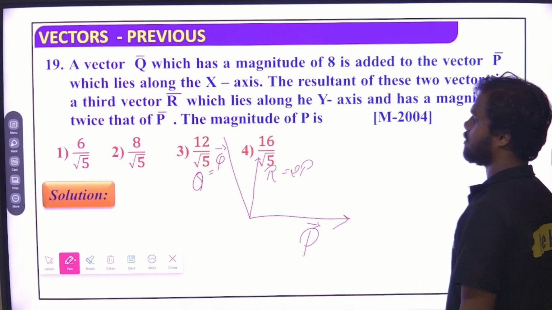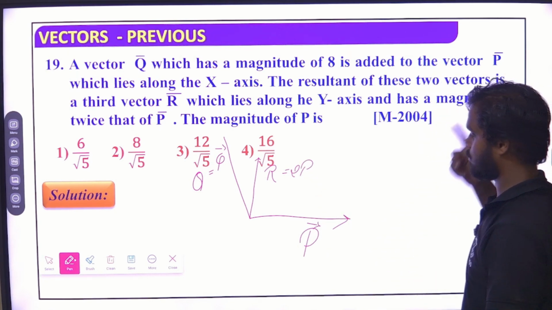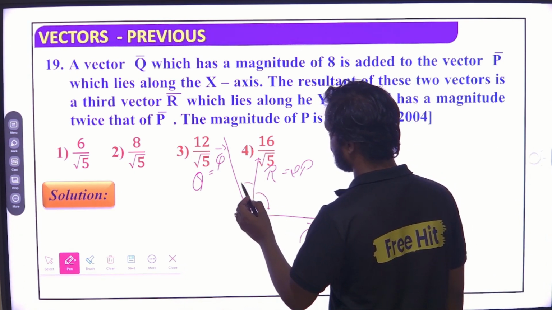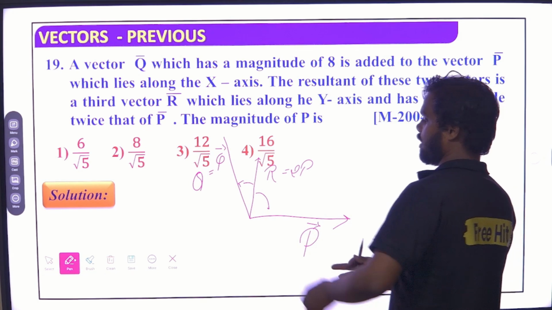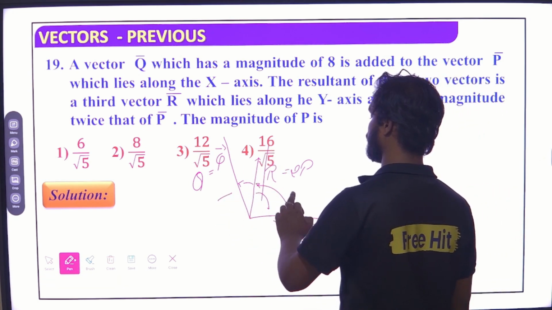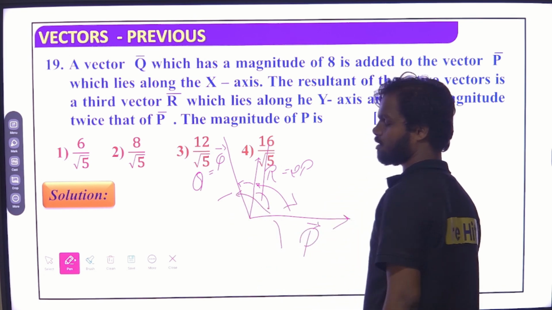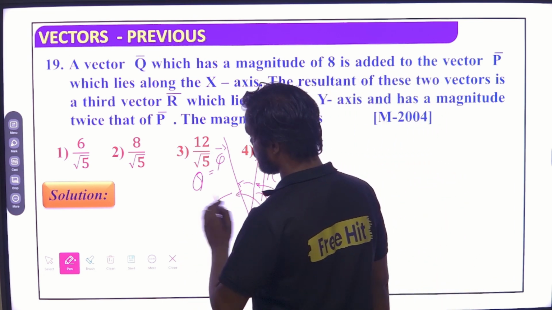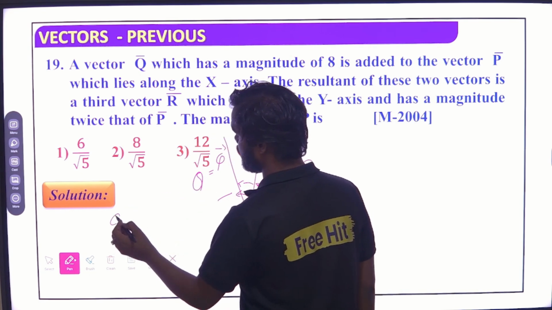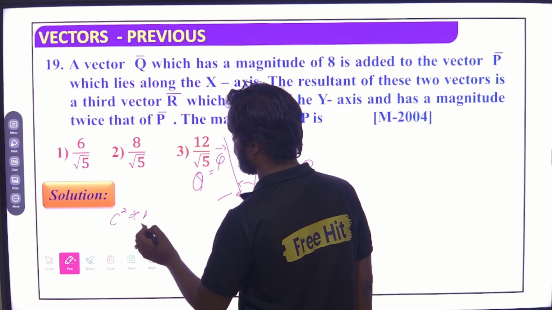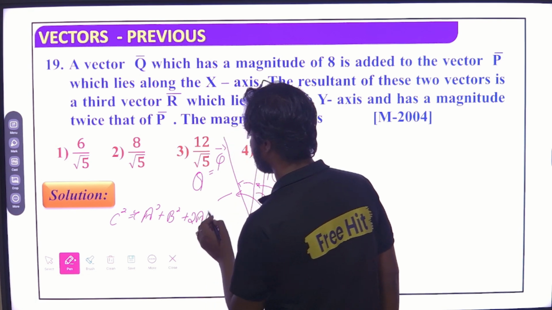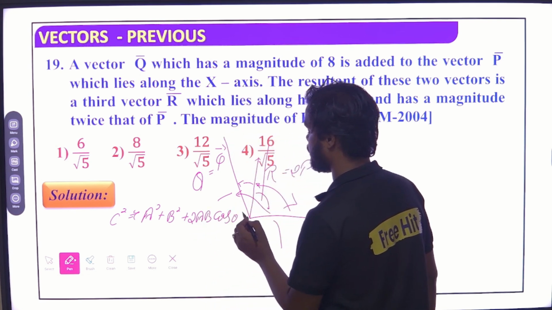Then the magnitude of p is, okay, you can solve it simply. See, we can say the addition of these two vectors will be equal to this vector. We are adding these two vectors and getting this one. If the two vectors are perpendicular, what is the magnitude of the third vector? What is the formula? That is c square is equal to a square plus b square plus 2ab cos theta.